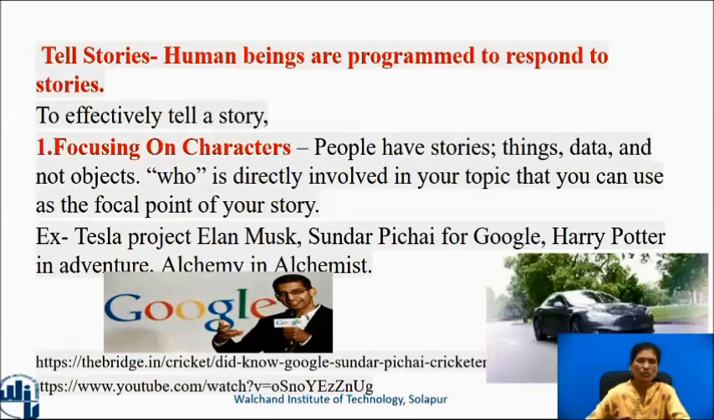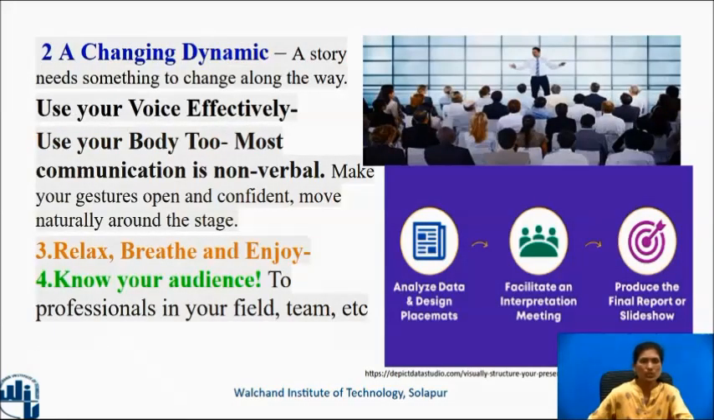Tell stories. Human beings are programmed to respond to stories. To effectively tell a story, focus on characters: people have stories, things and data do not. Who is directly involved in your topic that you can use as the focal point of your story? For example, the Tesla project and Elon Musk, Sundar Pichai for Google, Harry Potter in an adventure, the alchemist in The Alchemist. Changing dynamic: a story needs something to change along the way.